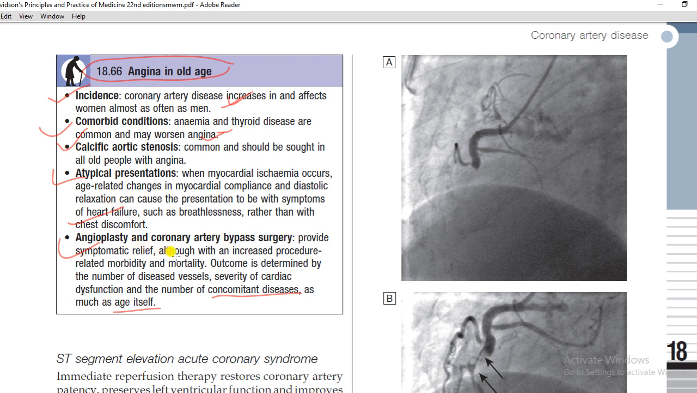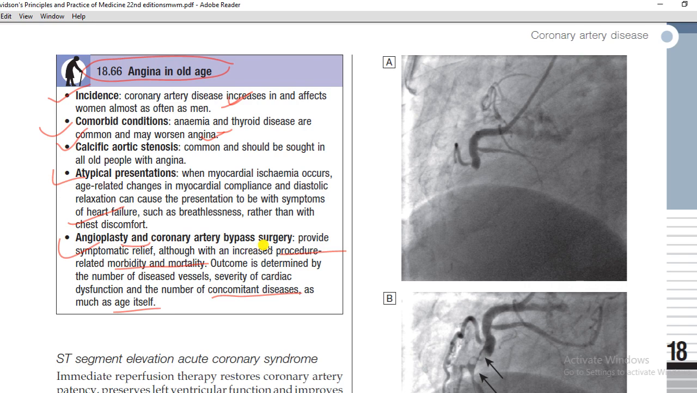Angioplasty and coronary artery bypass surgery only provide symptom relief, although with increased procedure-related morbidity and mortality. So this is a dilemma in which patients must choose either to die with angina or to die with an operation. Very difficult to make a decision.